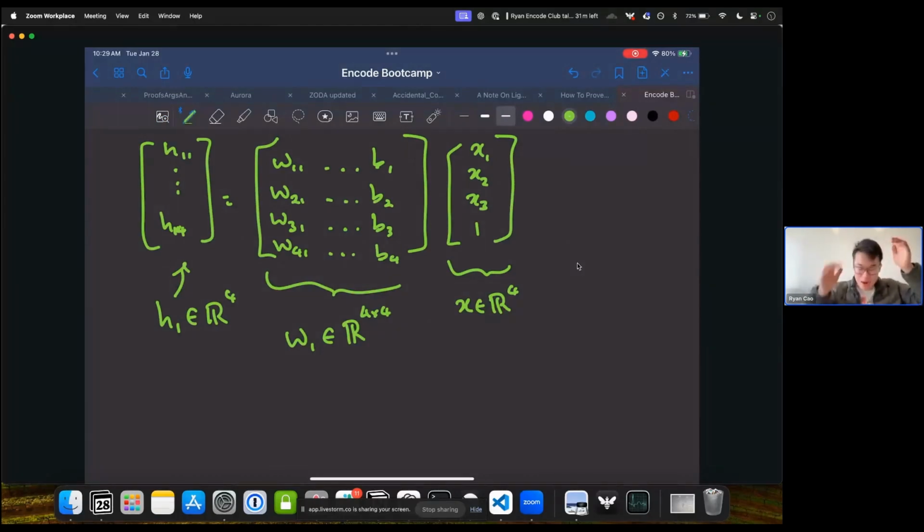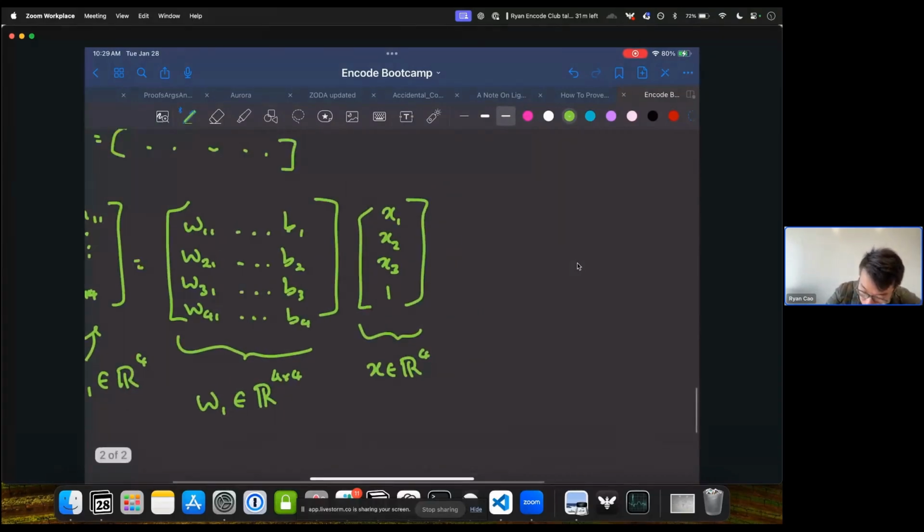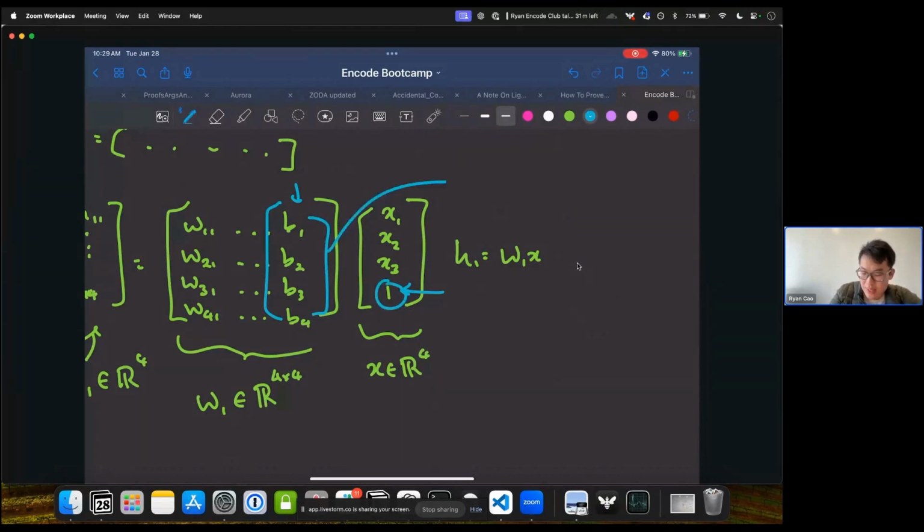Okay, great. So now that we've denoted these things, the ultra succinct way of writing this is H1 equals W1X. So I've incorporated the biases into the linear system. Sometimes you don't have to do this. Sometimes we can move the B's out and move this 1 out. In that case, we would say W1X plus B, where B is just that single vector that is the biases.